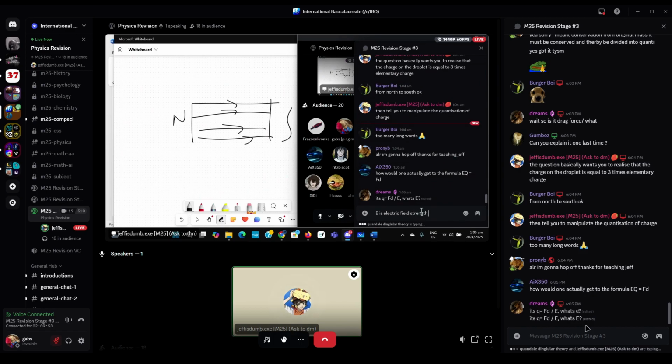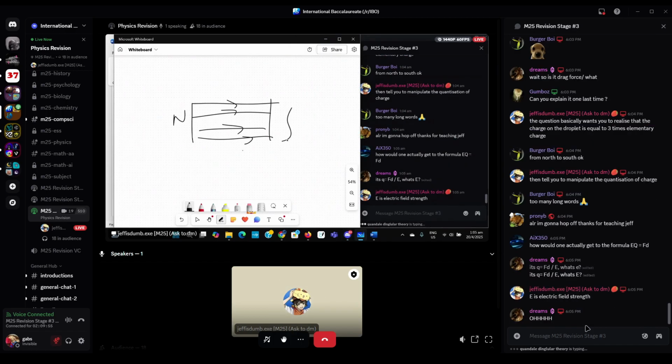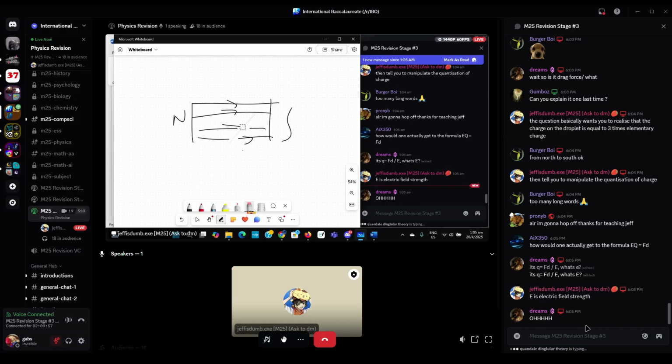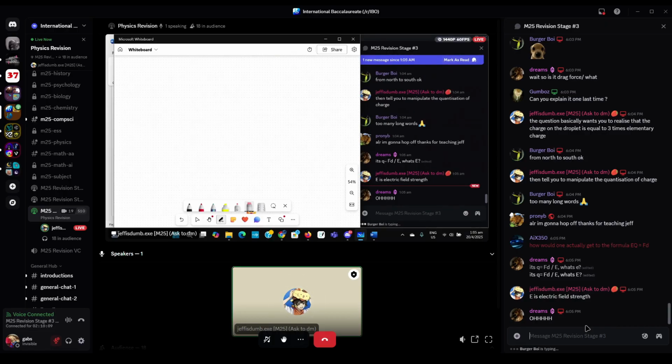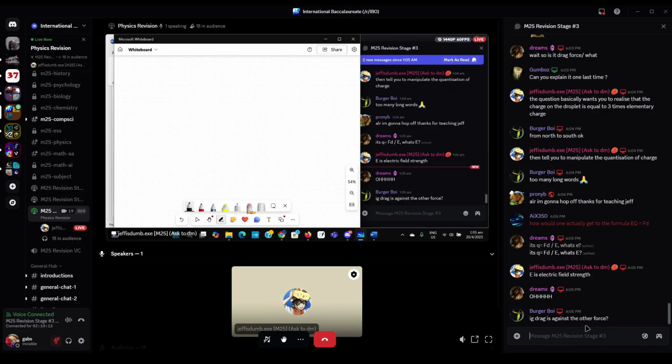E is electric field strength. Remember, the whole experiment is when you have a droplet of oil inside an electric field. So then there are electric forces acting on it alongside weight and drag force or buoyancy or whatever. Drag is against velocity. It's not necessarily against other forces.